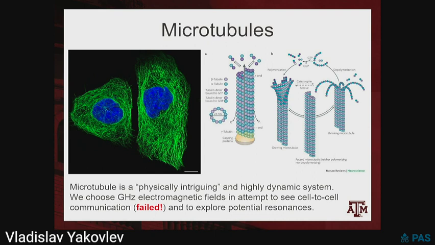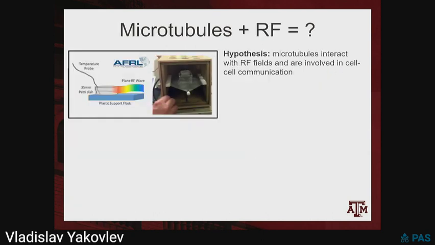So I was lucky enough that DARPA at a certain point decided to put a certain amount of money to see if communication between cells happens through those microtubules, and they wanted to see if it happens in the gigahertz range. To tell you upfront, they don't communicate through gigahertz, so we failed on this. But it allowed us to explore potential resonances in this.